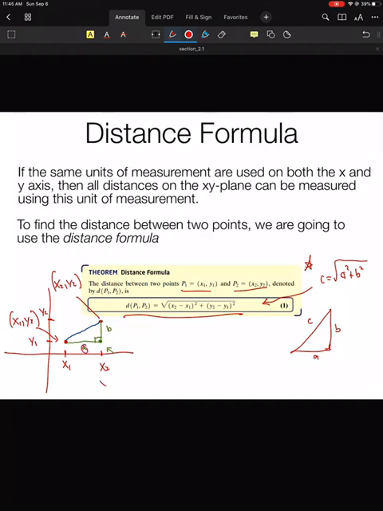So the distance of A here is really x2 minus x1. Hence, that's where they get x2 minus x1 up here. And then B is the distance between y2 and y1. So that's where they get y2 minus y1. So really, it's just rewriting this, but in a different way.